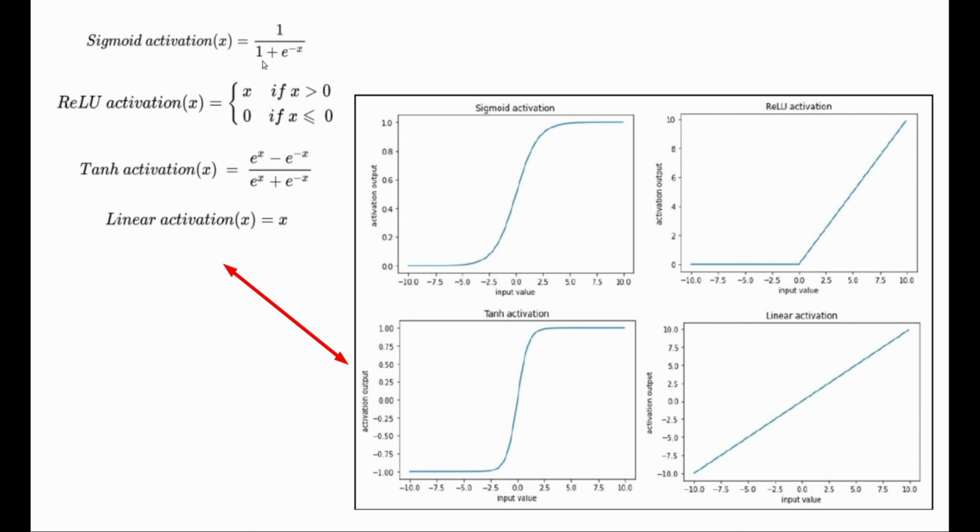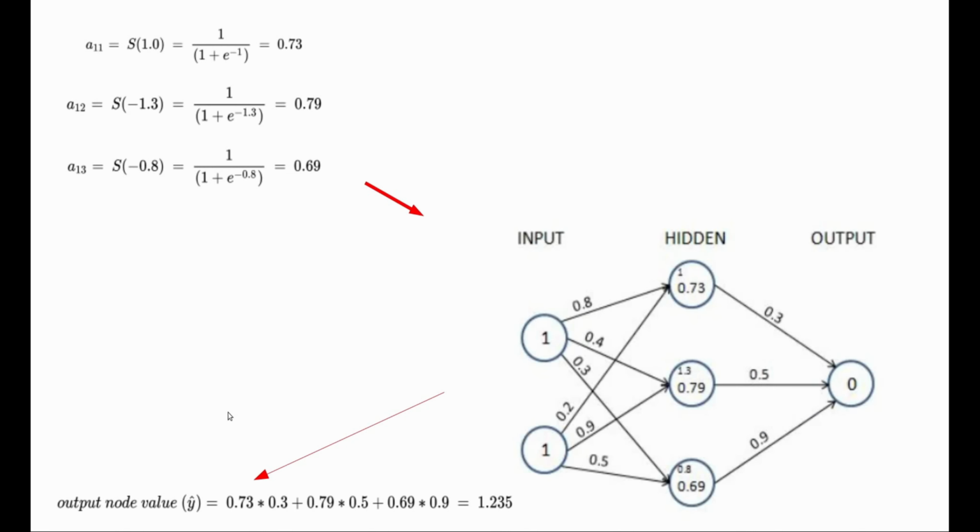expression 1 by 1 plus e to the power minus x. And here x represents the weighted sum that we just calculated. That is, this is the function, and the input to be passed to the function is minus this x value. So let's see. And this is the graph representing all these functions. This is the graph for the sigmoid function, this is for ReLU, this is for tanh, and this is the linear activation function. Okay. And now we see the calculation.